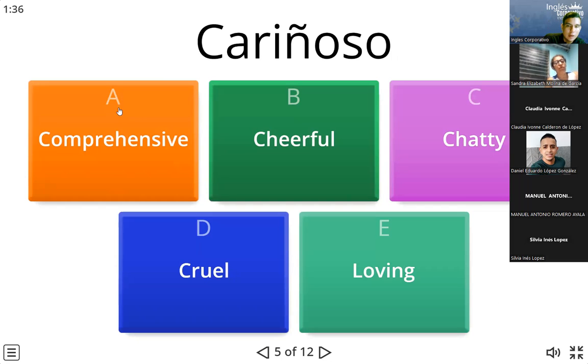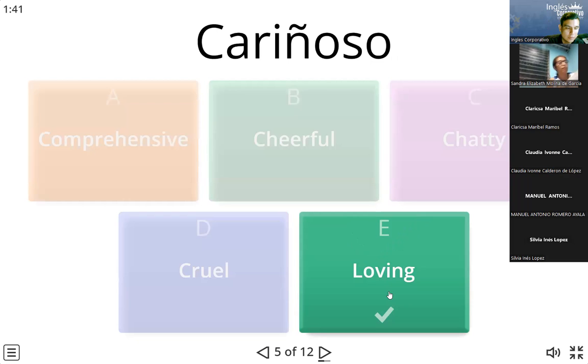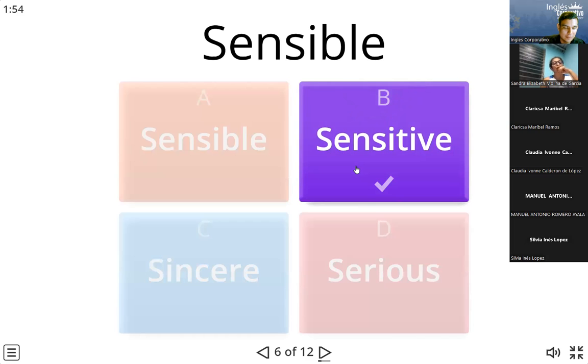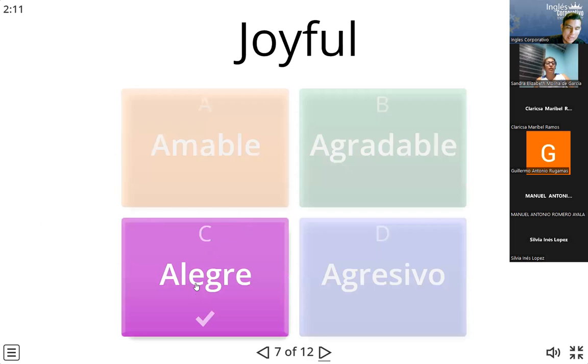Loving. Are you loving person? Are you loving people? Sensitive. Yes. Excellent. Joyful. What is joyful? Alegre. Excellent.